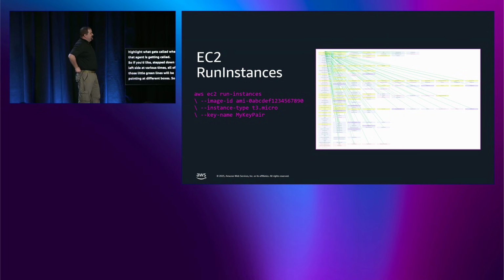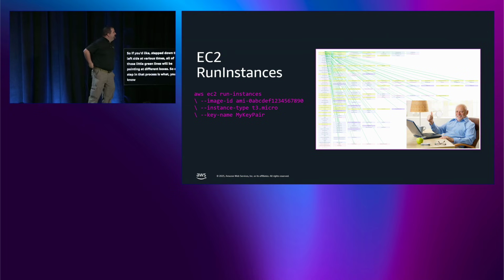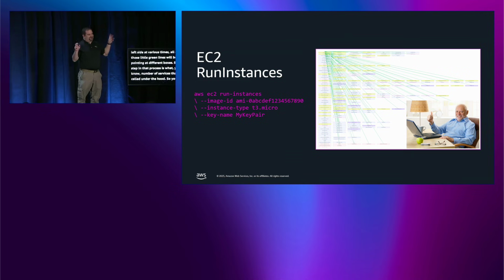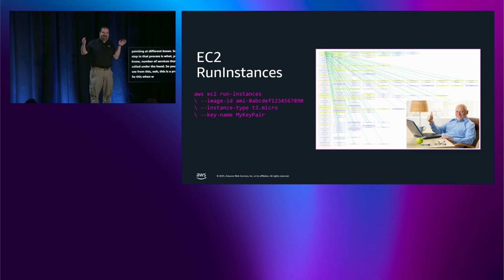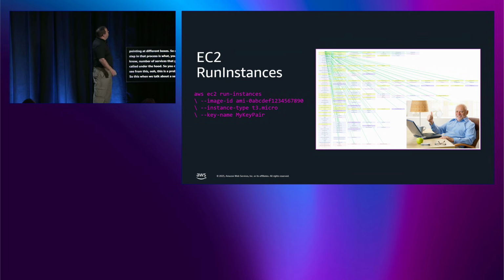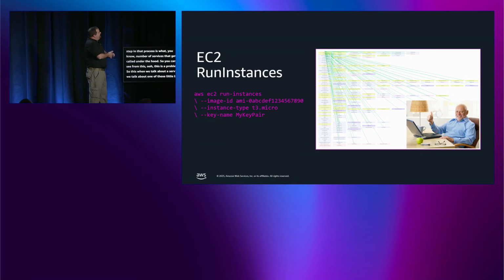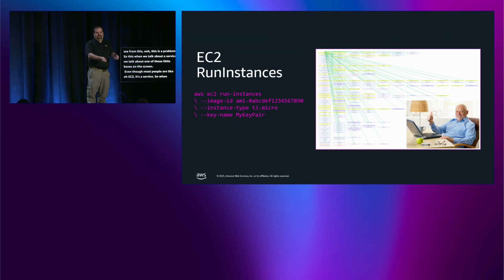So you can see from this, ooh, this is a problem. So when we talk about a service, we talk about one of those little boxes on the screen, even though most people are like, oh, EC2, it's a service. So when you come into region build, and obviously we need to run instances to be able to deliver capacity to people during region build, right?